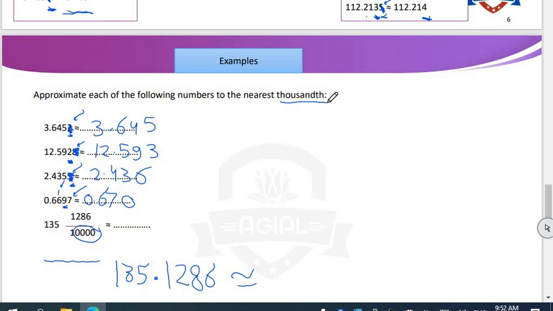Okay, we look at the number in the 10,000th place. 6. 6, are you strong or weak? I am strong. So we add 1 to 8. It becomes what? 9. So 135.1289, and remove this digit. Is this easy?